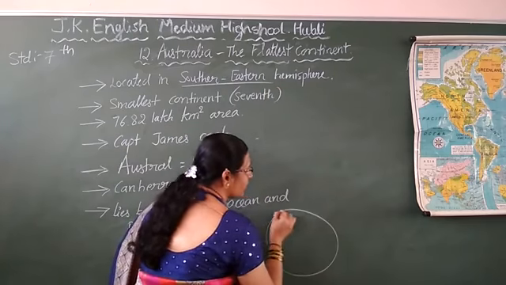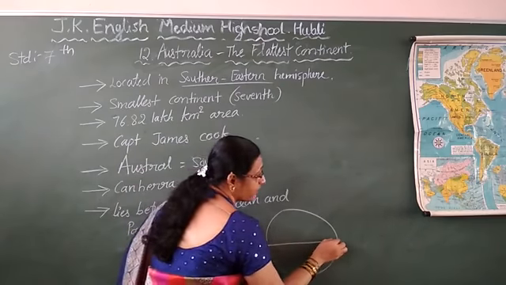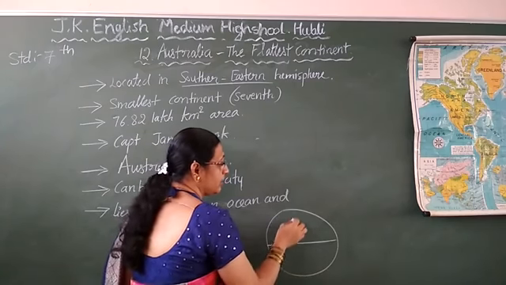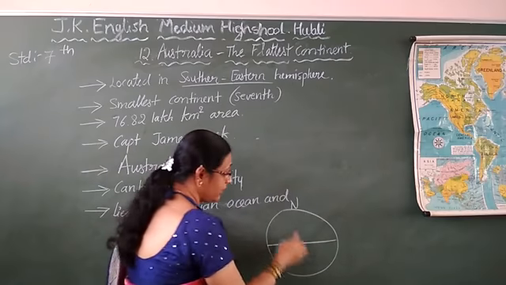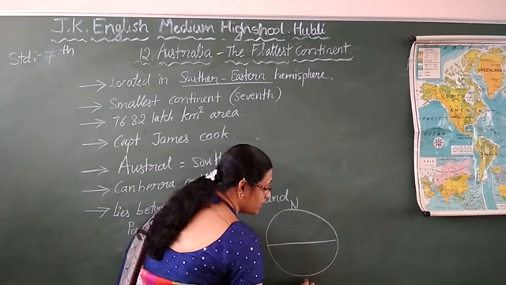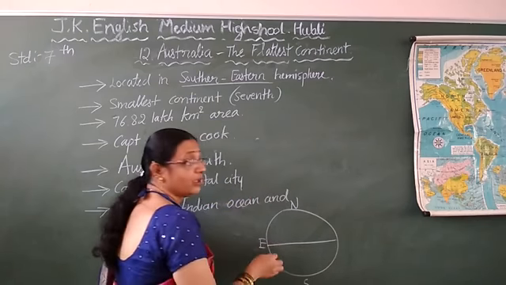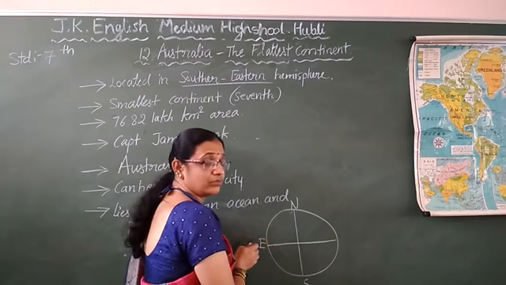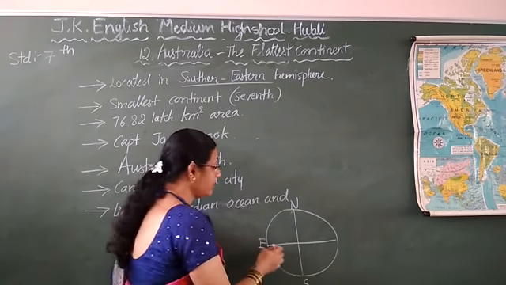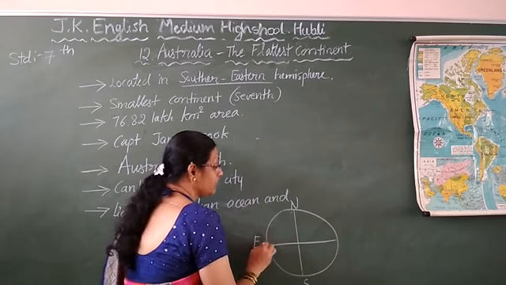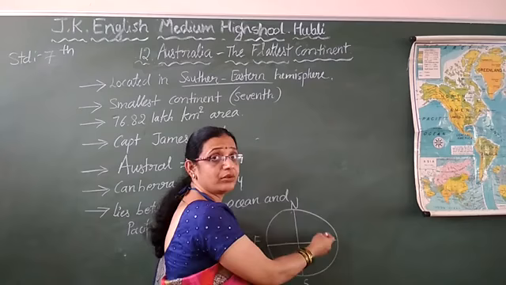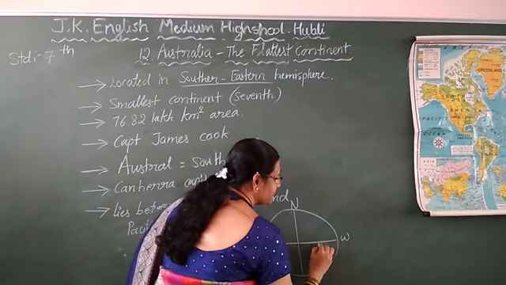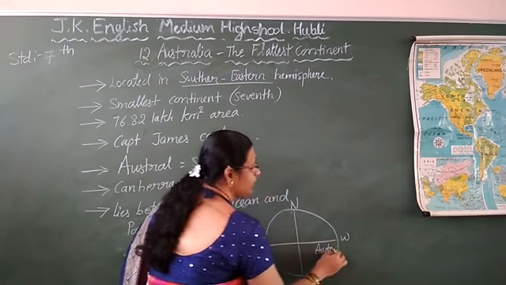See children, this is the globe. This one is the equator. Above the equator is the northern hemisphere, and below the equator is the southern hemisphere. Then the middle line will be there, that is called the prime meridian. So the left side of the prime meridian is the eastern hemisphere, and the right side of the prime meridian is the western hemisphere. This Australia comes here.